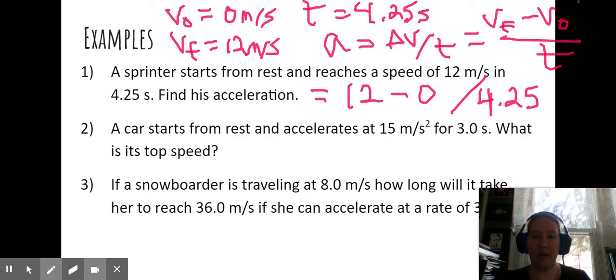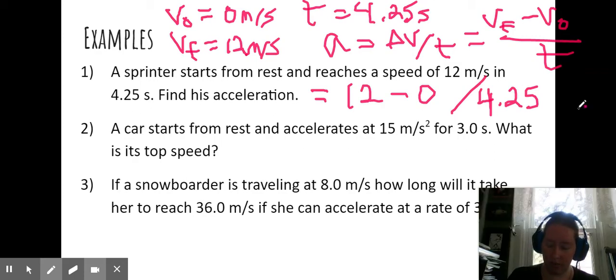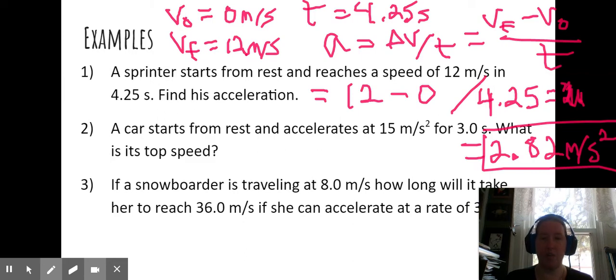I'm going to go ahead and calculate that out. We've got 12 divided by 4.25, and that gives us 2.82. And then our units for acceleration, remember, are meters per second squared. So that's our answer right there. When you're solving problems, again, I like you to draw a box around the answer so that I can see where your answer is, because you notice I've got all this chicken scratch gobbledygook up here, and it's easier for me to see which of the mess is your answer.